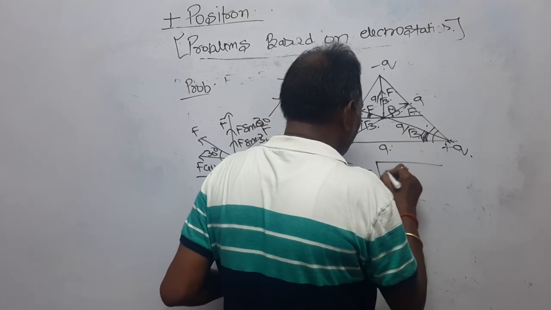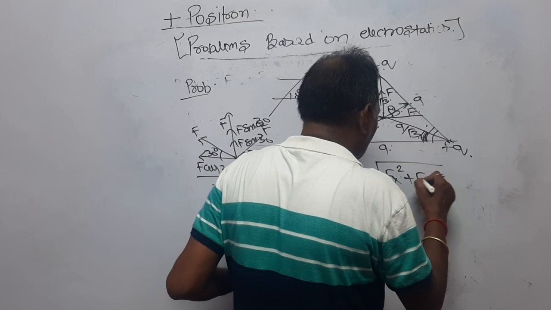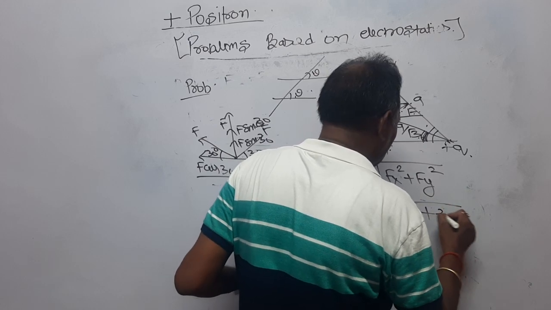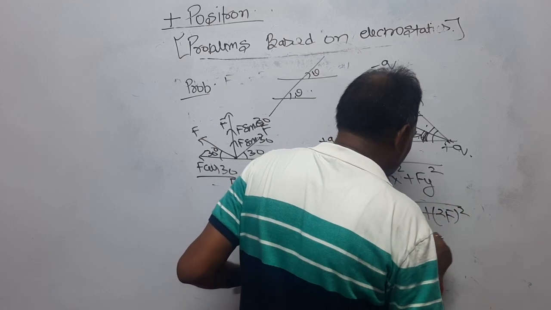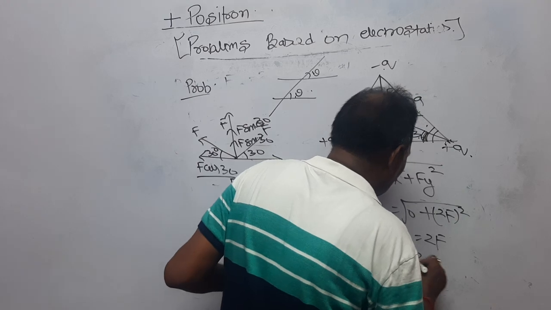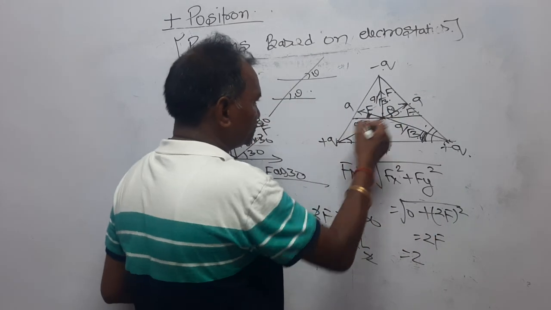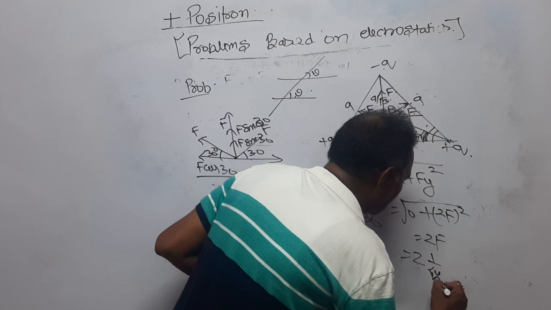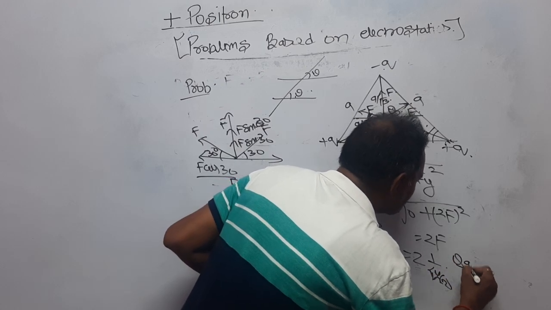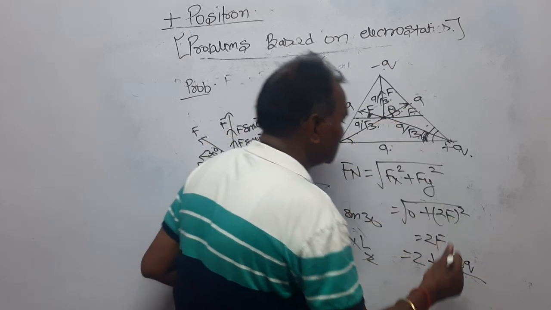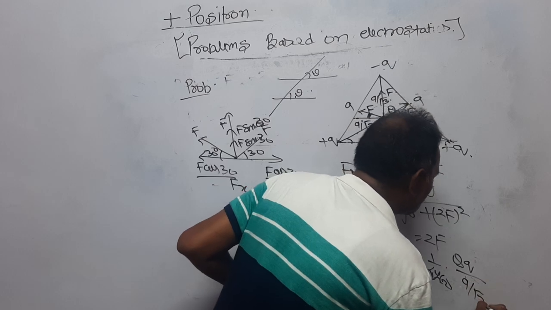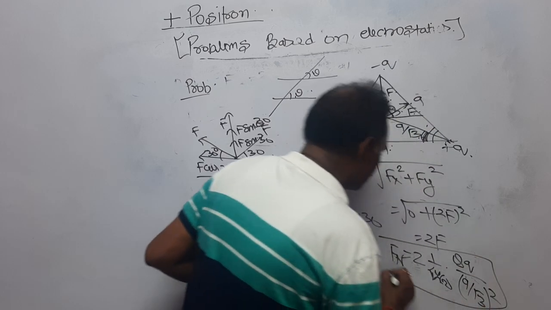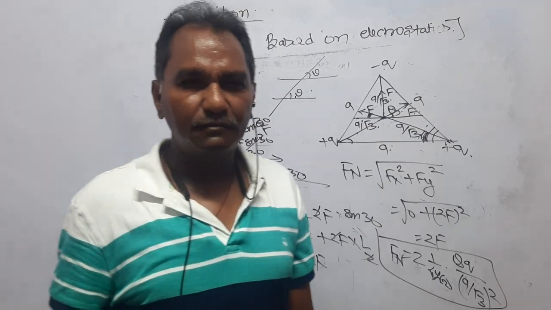Now the net force F is what? Under root Fx square plus Fy square. Fx is 0, Fy is 2F, so it is 2F. Here F is the force acting between these two, that is 1 upon 4 pi epsilon naught, capital Q small q, over the square of this distance, a by root 3 whole square. This is the net value of the force.